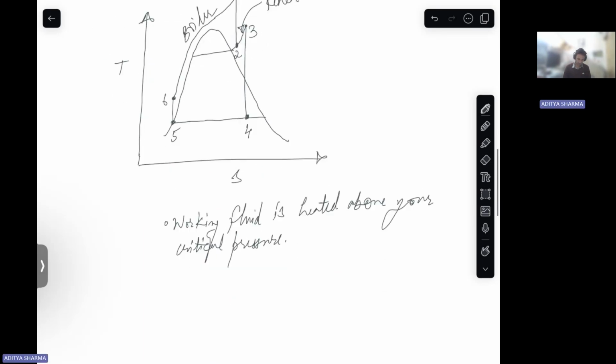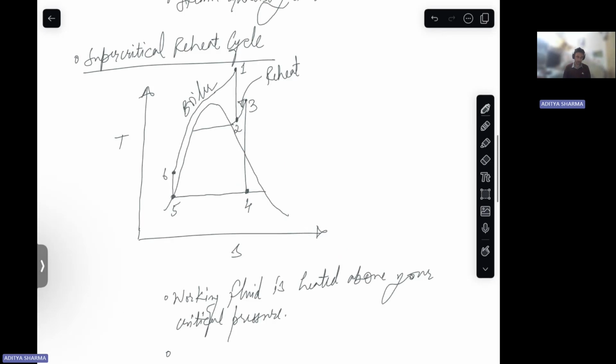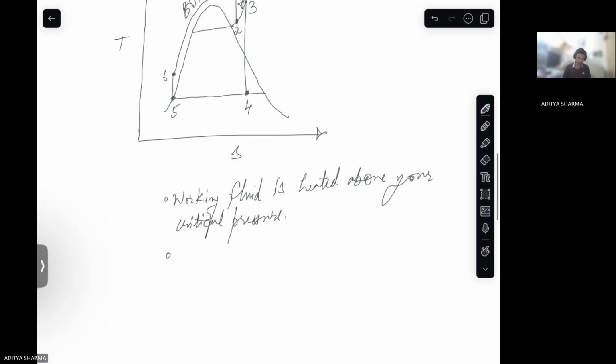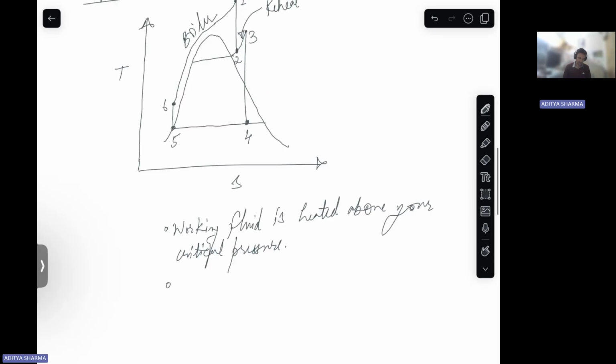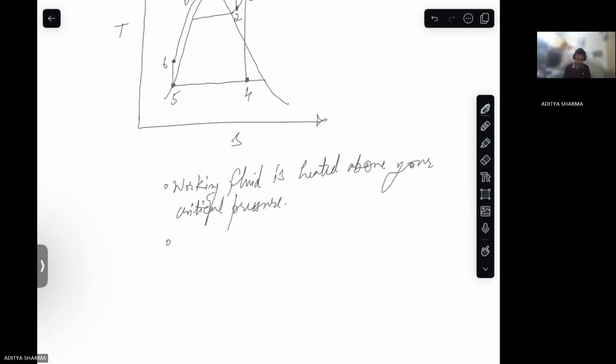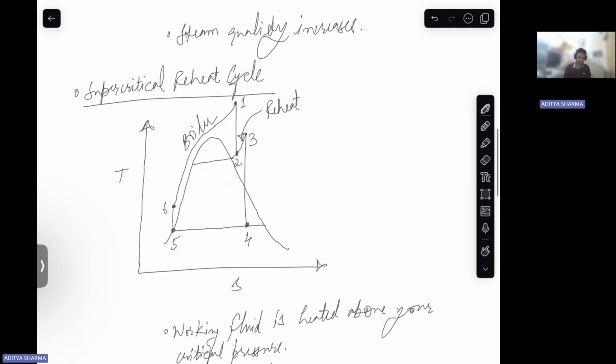But then if we have to heat this fluid at such high pressure and temperature, in that case your capital cost to set up the plant shoots up, right? But because your efficiency has increased, that is a gain to you, but the capital cost increases, right? All right, so this is your supercritical reheat cycle.